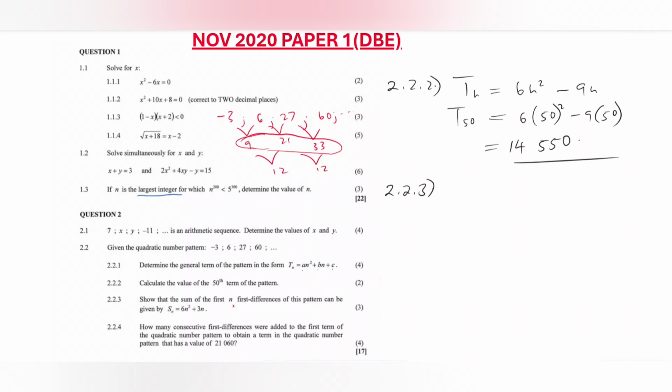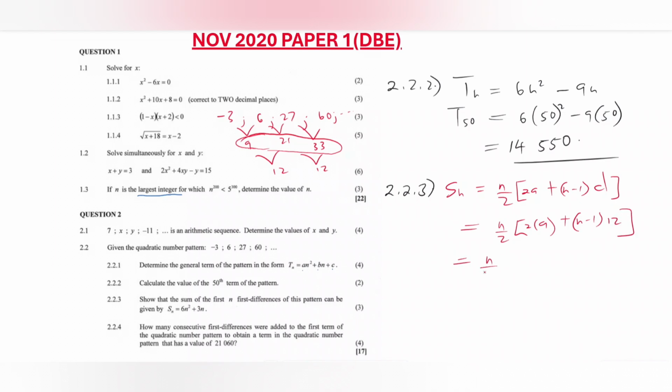So in other words, the question is asking us to determine the sum of terms in these first differences in terms of n, because we don't know how many there are. So Sn is the sum of terms in an arithmetic sequence, n over 2 multiplied by 2a plus n minus 1 multiplied by the difference d. This is n over 2 multiplied by 2 times a, the first term of these first differences, which is 9, plus n minus 1 multiplied by our difference, which is 12.